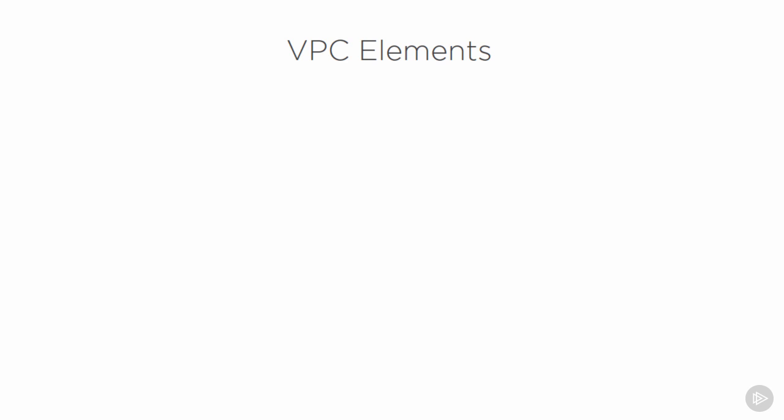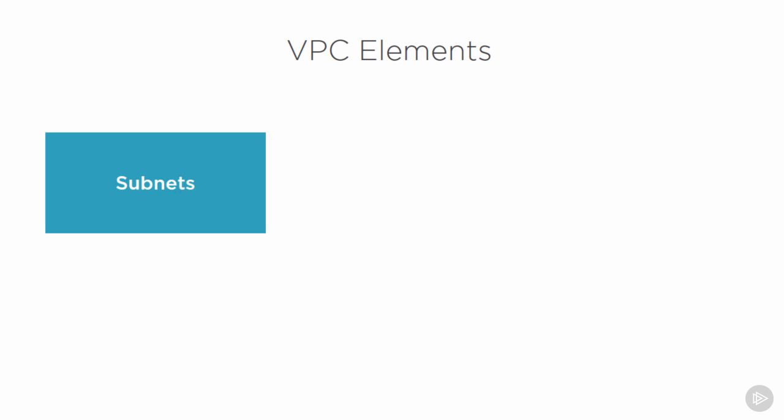So what does a VPC consist of? What are the VPC elements? Well, for starters, it consists of subnets. When you create your virtual private cloud, you can create one or multiple subnets so that you can design your environment the way you want. Private subnets, public subnets, VPN subnets, you can design any way you want.